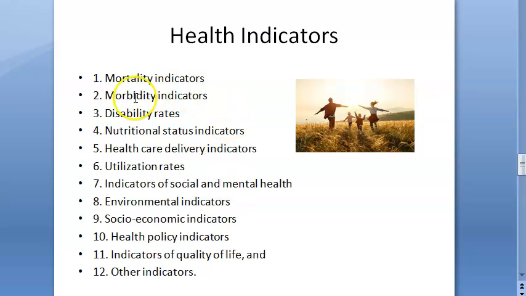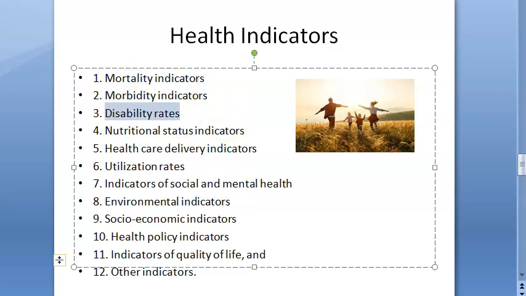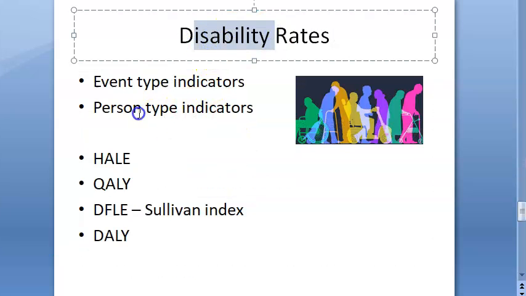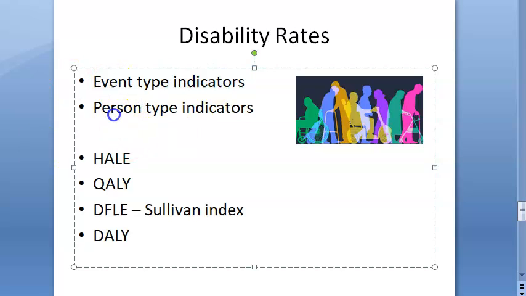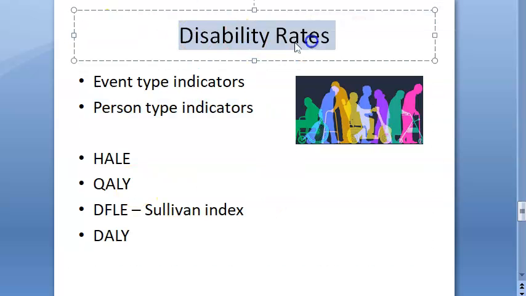So we are done with mortality and morbidity. Now let us move to disability rates. Now let us look at disability rates, guys. So you have event type indicators and person type indicators here. So basically what are they showing here? Person may not actually be having pain or something, but his full range of daily activities may not be there. Okay, so that will come here under disability rates.